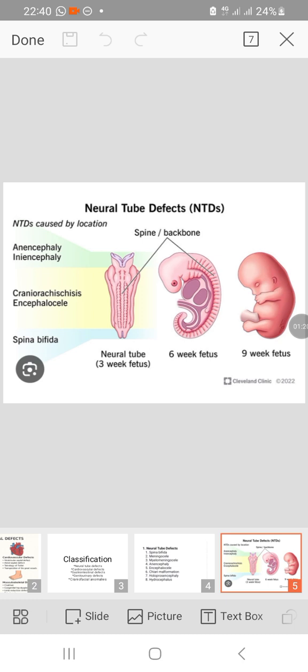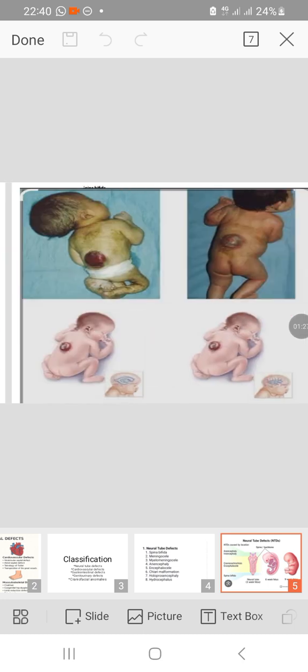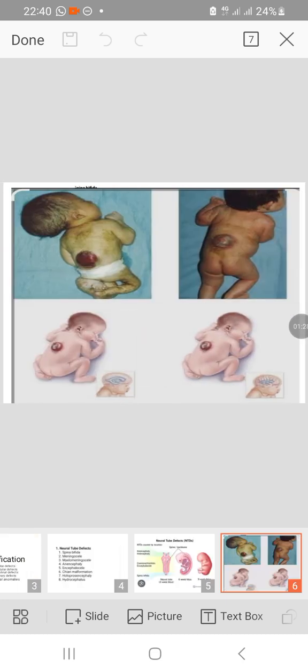Here, this is a neural tube, which occurs at week 3. So this is spina bifida, which is a neural tube defect. What happens is that during neural tube development, the failure of the closure of the neural tube results in the development of this congenital defect, which is called spina bifida.